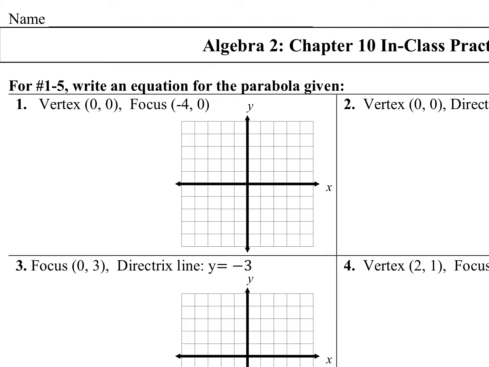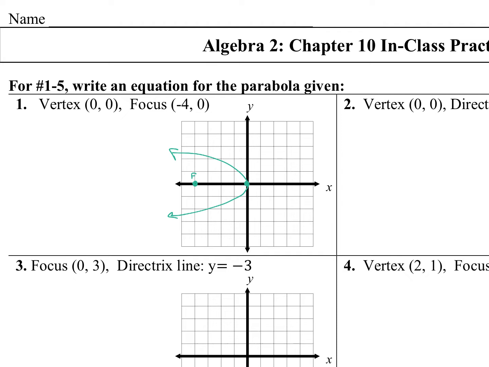Vertex of (0, 0), right? That's going to go here. Focus of (-4, 0): 1, 2, 3, 4. So how does this parabola open? Up, down, left, or right? To the left, right? It's always going to wrap around the focus. This is our focus. This is our vertex. So it's going to go something like this.